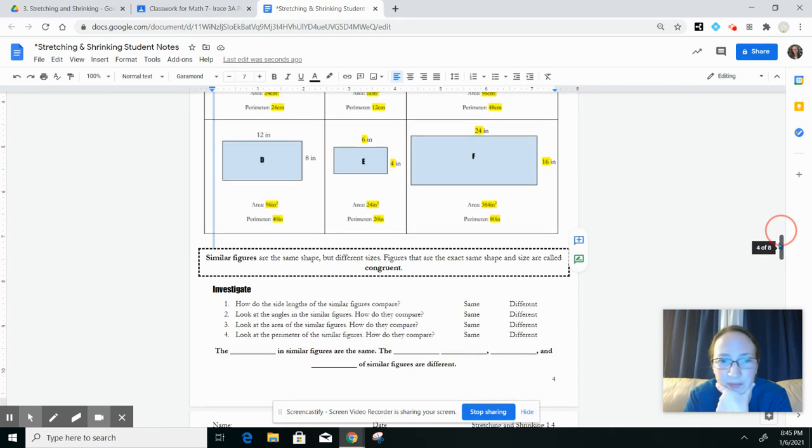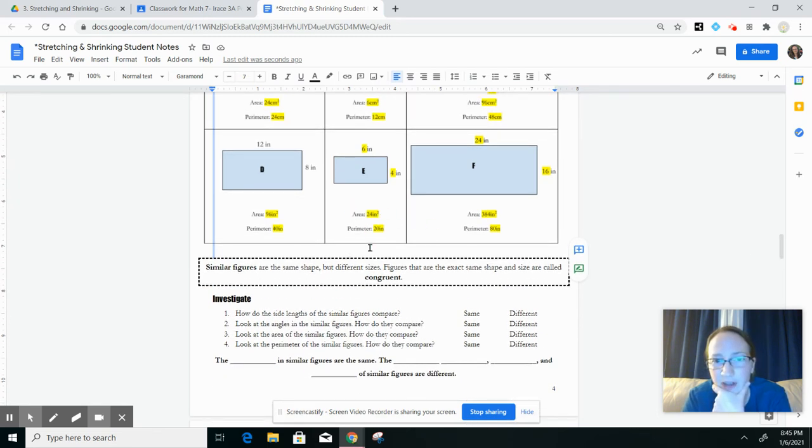Okay, so underneath that drawing that we just did, there's a really brief sort of definition set of notes here. So it says that similar figures are the same shape, but different sizes. That's really, really important. That's the whole idea of what we're doing.